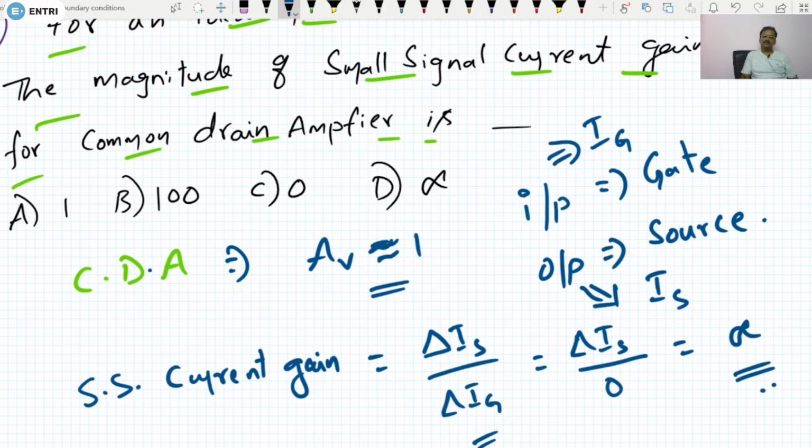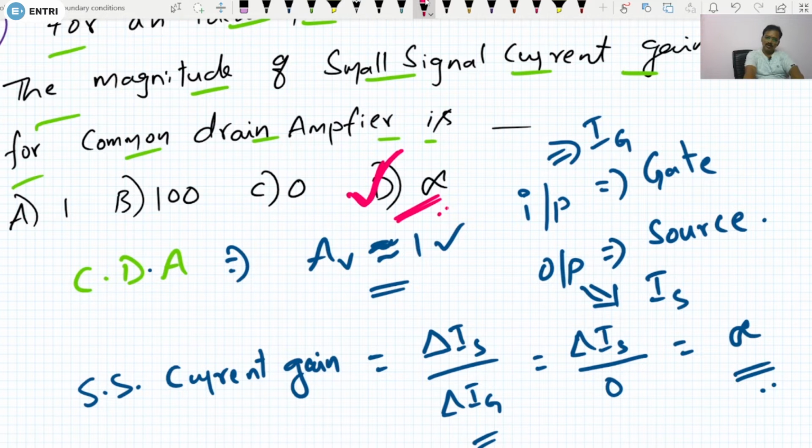Whereas the small signal voltage gain will be approximately 1 and the current gain will be infinity for common drain amplifier. So the correct option for this question is option D. Okay, so it is a very direct and simple question here, right?